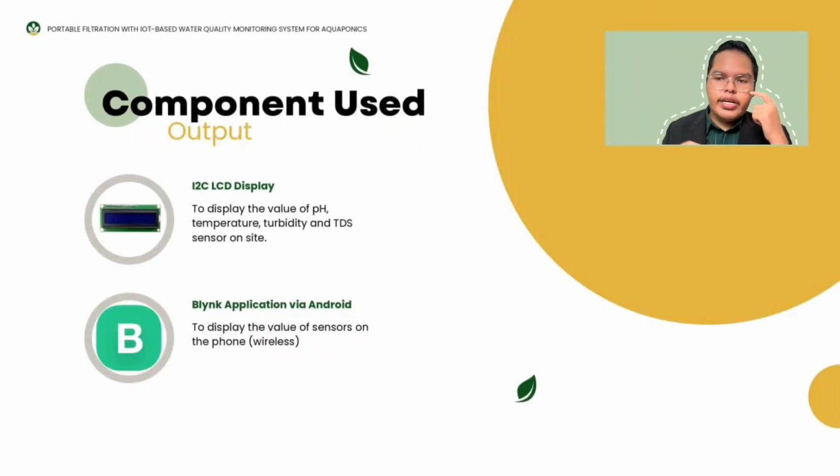So for the output, there are 2 types also, which are the I2C LCD display to display the values of pH, temperature, turbidity, and TDS sensor on site, and the Blynk application via Android to display the values of the sensors on the phone wirelessly.